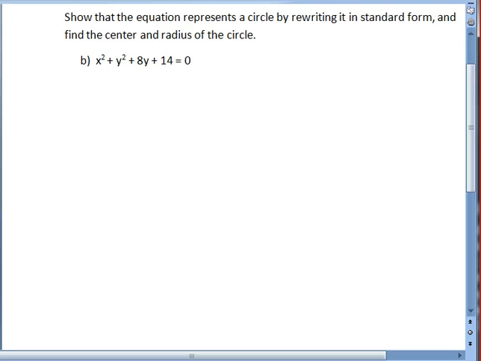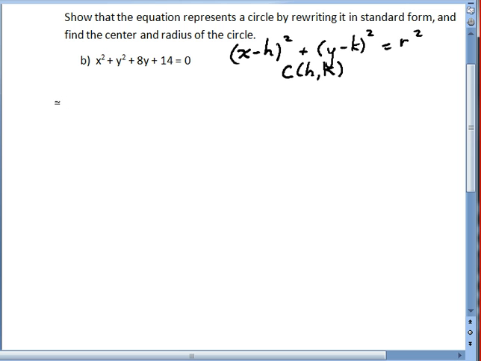Here again, we're going to write the given equation, x squared plus y squared plus 8y plus 14 equals 0, in standard form as (x minus h) squared plus (y minus k) squared equals r squared, where r is the radius and (h, k) are the coordinates of the center of the circle.